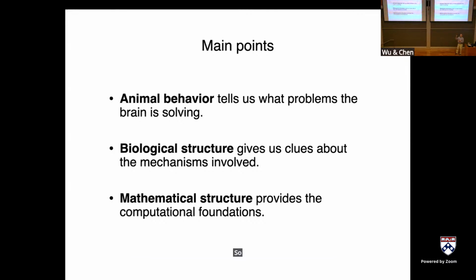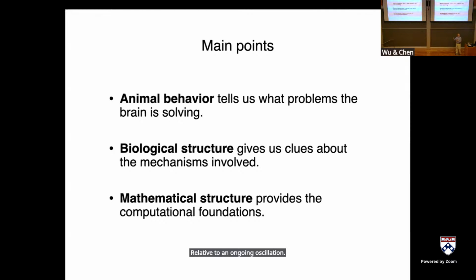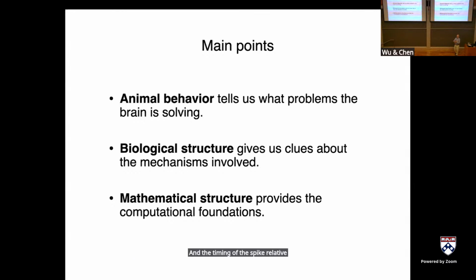So for example, the work of Fritz Sommer and Paxton Frady on what they call threshold phasor associative memory is basically the idea that you can represent phase by the timing of the spike relative to an ongoing oscillation. So there are many places in the brain where we see these oscillations in abundance, and the timing of the spike relative to the phase of oscillation seems to be very important.